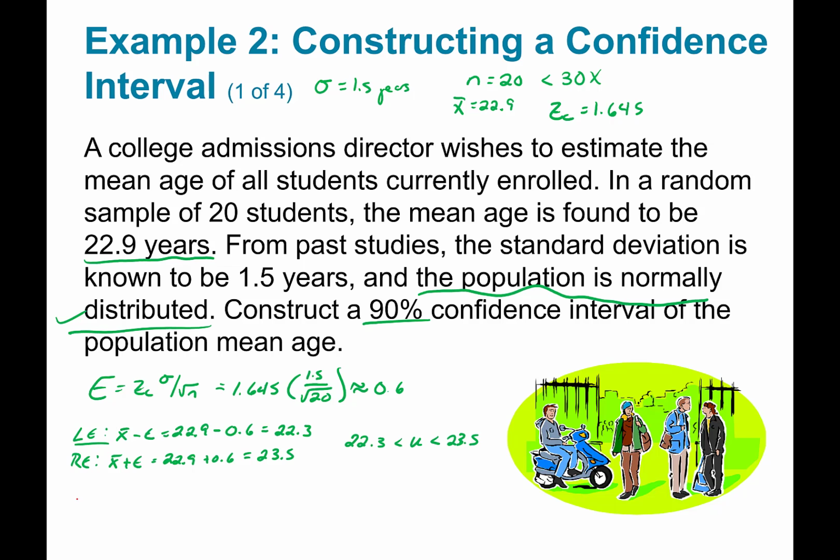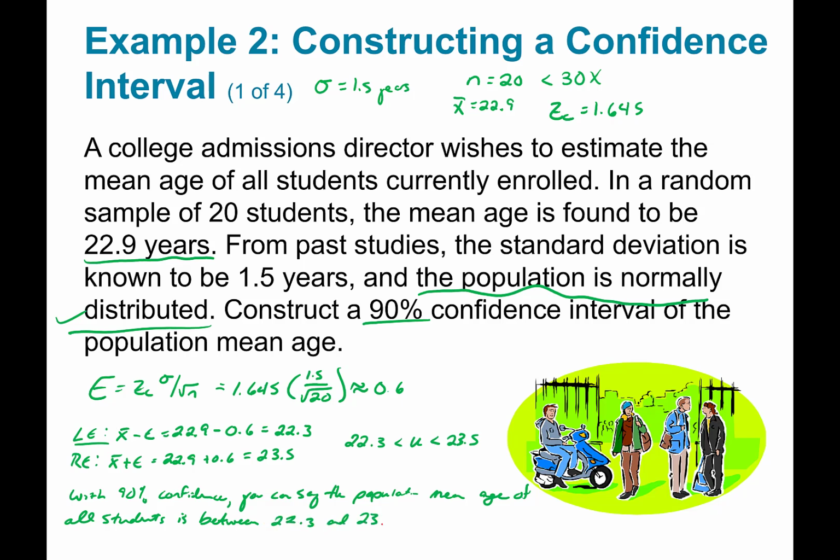And so then interpreting it now, so with 90% confidence, you can say that the population mean age of all students is between, in this case, 22.3 and 23.5 years old.